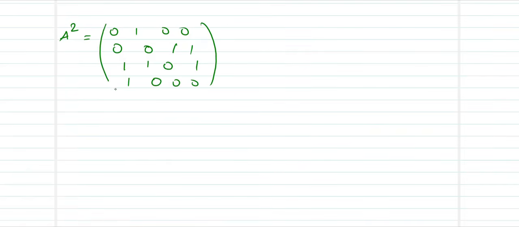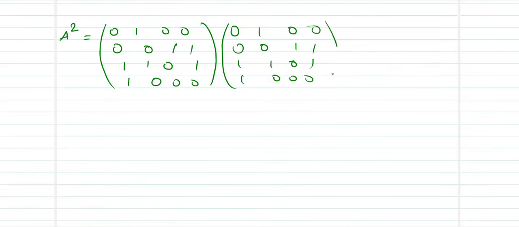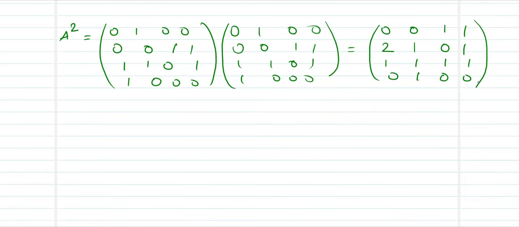Now you do one more time a matrix multiplication with 0, 1, 0, 0, 0, 0, 1, 1, 1, 1, 0, 1 and 1, 0, 0, 0. So the final answer for your A square has to be 0, 0, 1, 1. You will have this as 2, 1, 0, 1, 1, 1, 1, 1 and 0, 1, 0, 0. This is my A square.